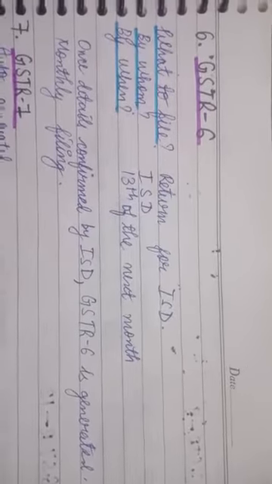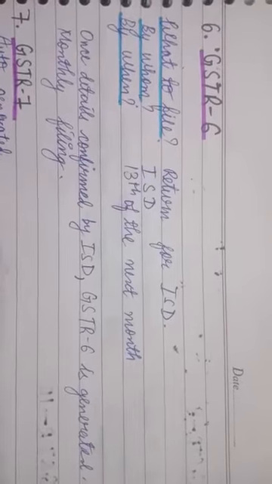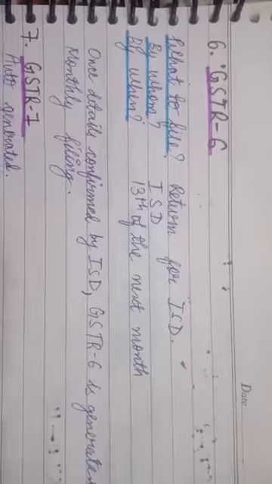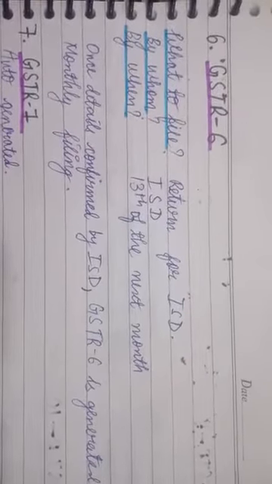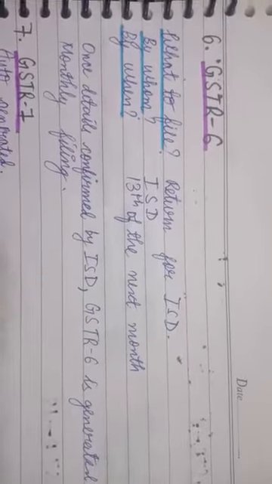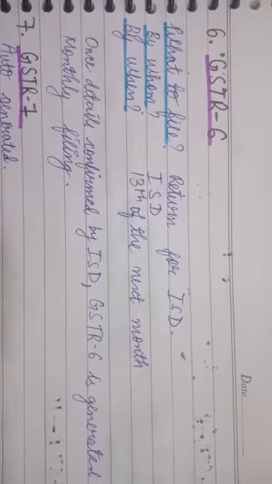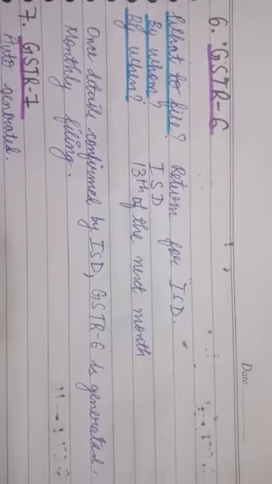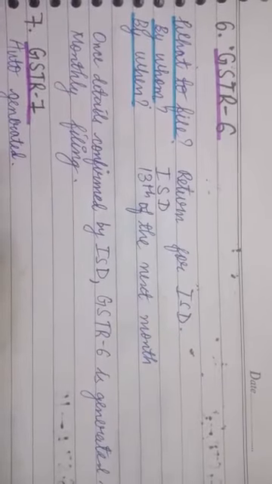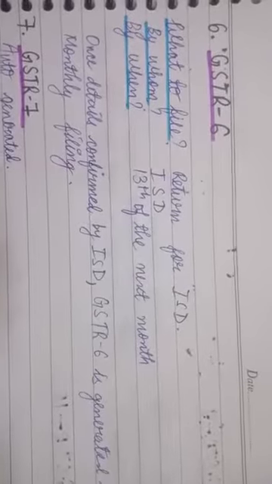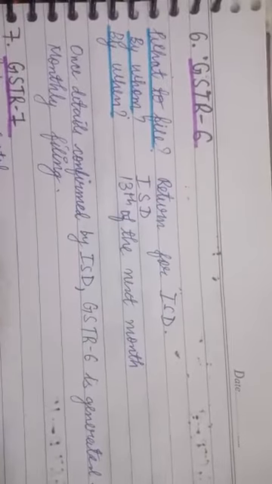Now comes the sixth type of return, that is GSTR6. In this, what to file? In what to file we have return for ISD. ISD here refers to the input service distributor. By whom it is to be filed? It is to be filed by the ISD. By when? By 13th of the next month. Once details confirmed by the ISD, GSTR6 is generated. It is a monthly filing. That means it is to be filed every month.